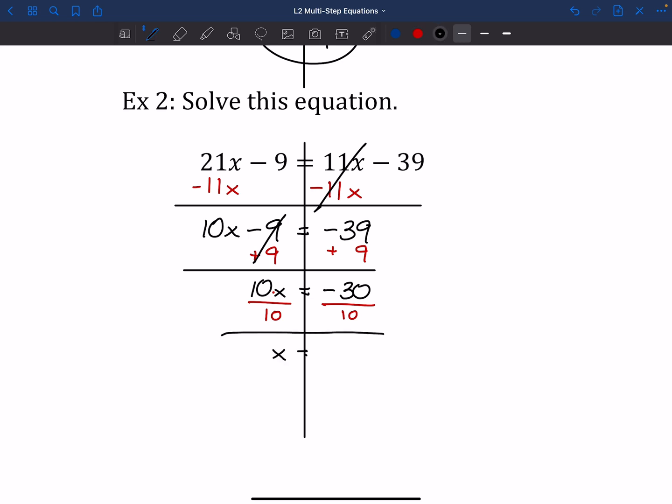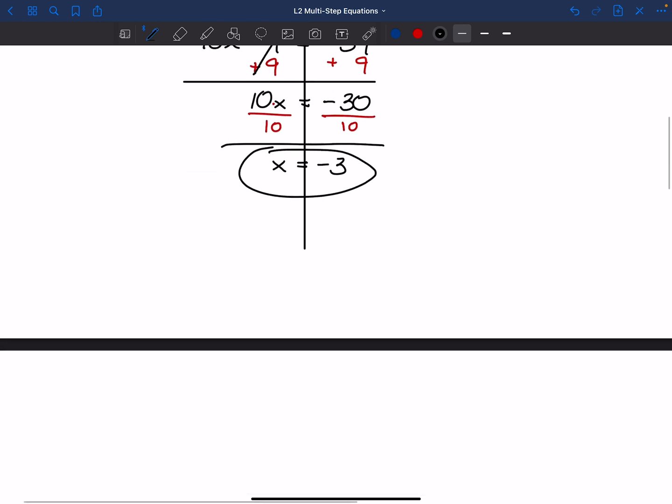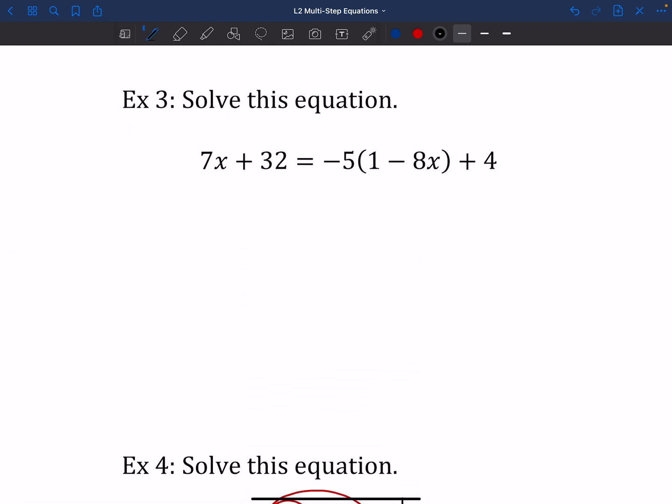All right, last but not least, x is equal to negative 3. Circle it up and we're good to go. All right, so hopefully this doesn't seem super duper bad. So then we get to ones where there's a little bit more going on, right?